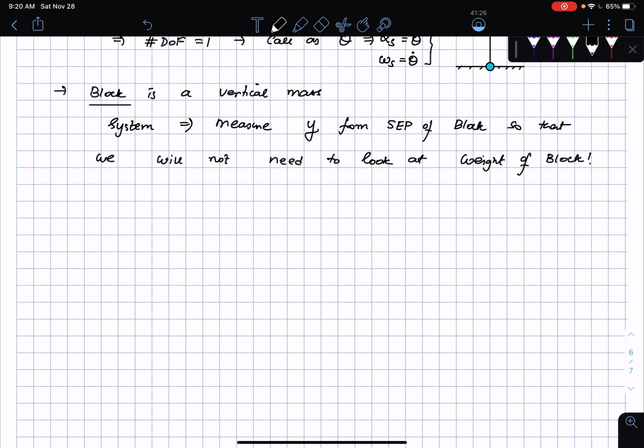Okay, so the fourth step is the free body diagram of the springs and dampers.